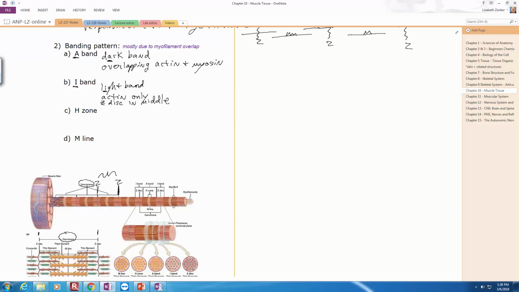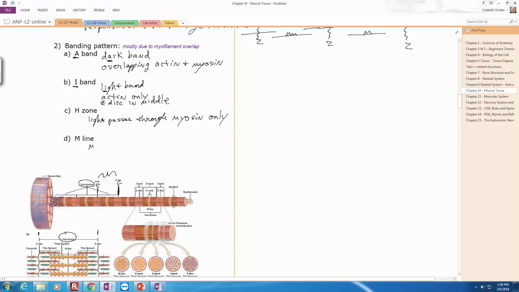Okay. The H zone is where light passes through myosin only. So it's a lighter area in the middle of the A band. Because remember, A band had myosin and actin, but the H zone is just where there's only myosin. There's no overlap of the actin in that part. And then we have the M line, M for middle. This is kind of like a metaphase, right? M in the middle. All right. So this is a meshwork designed to keep the myosin in place during contraction and relaxation. So this is in the middle of the H zone.